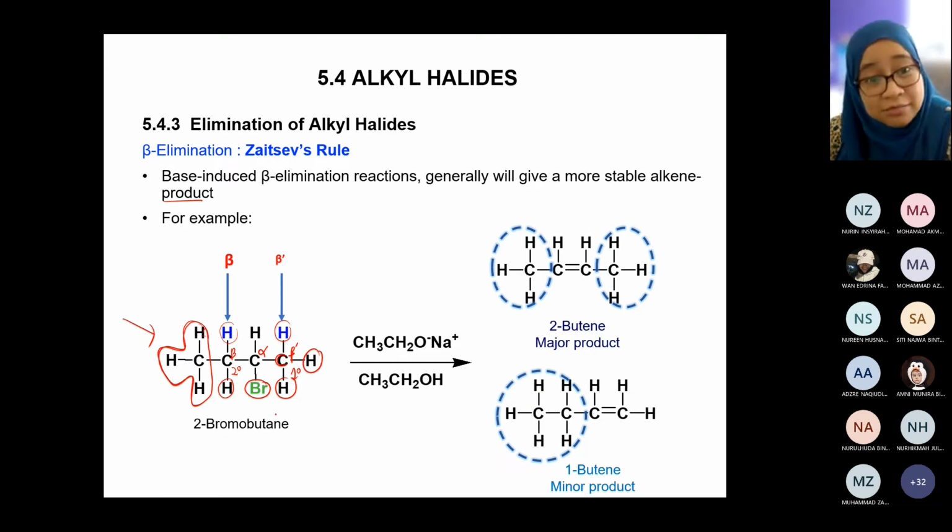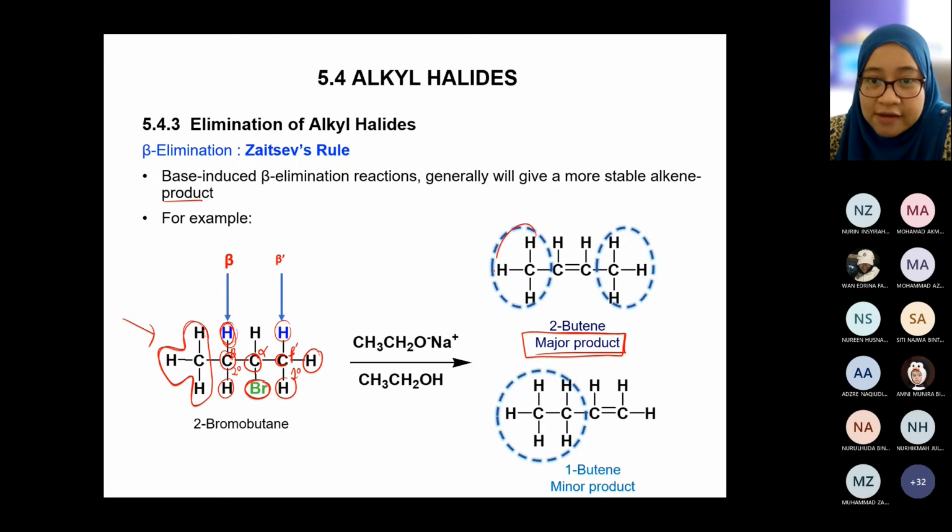So, mana yang lebih stable? Bila kita buang this hydrogen. Okay, bila kita buang this hydrogen lah. So, the double bond will prefer to form. Bila you imagine ni keluar and Br keluar. So, it will form double bond between this carbon and this one. So, this would be the major product.